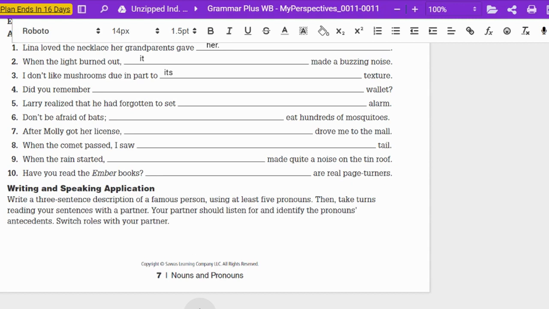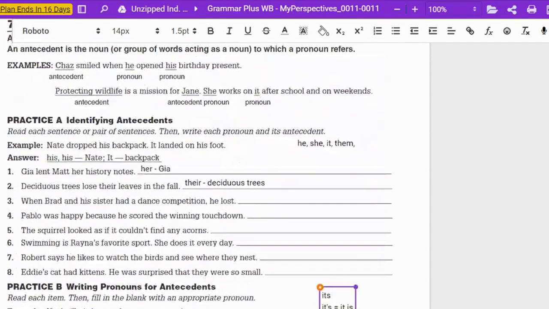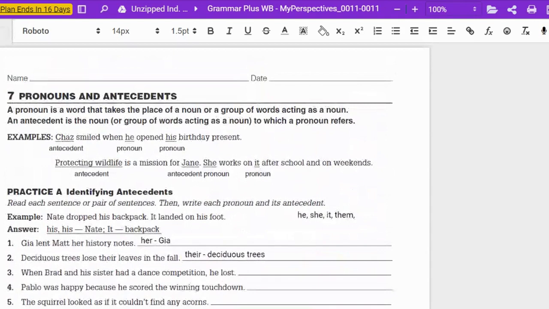Circle your 5 pronouns in your exit ticket. If you have any questions, especially about your antecedents, that's kind of a tricky idea. I'm happy to help. Good luck, and I'll see you later.